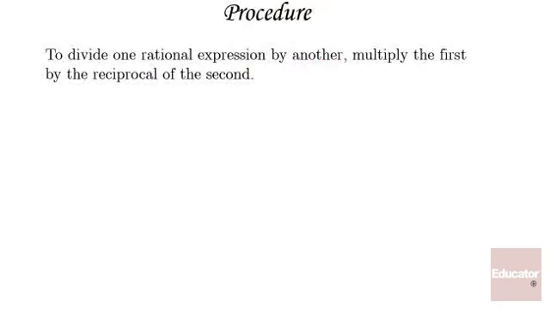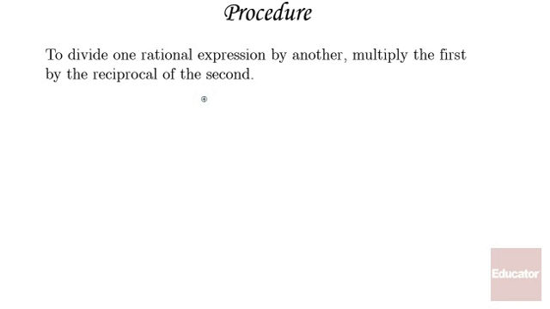In today's lesson, we're going to continue our discussion of rational expressions, today focusing on dividing rational expressions. The procedure to divide one rational expression by another is to multiply the first rational expression by the reciprocal of the second. So once you've found the reciprocal of the second expression, then you follow the rules of multiplication, because that's what you're doing at that point.